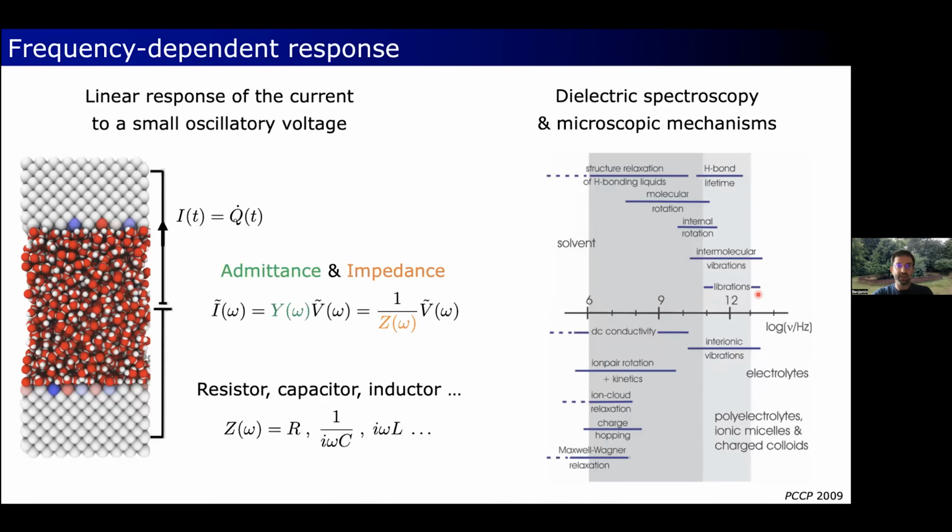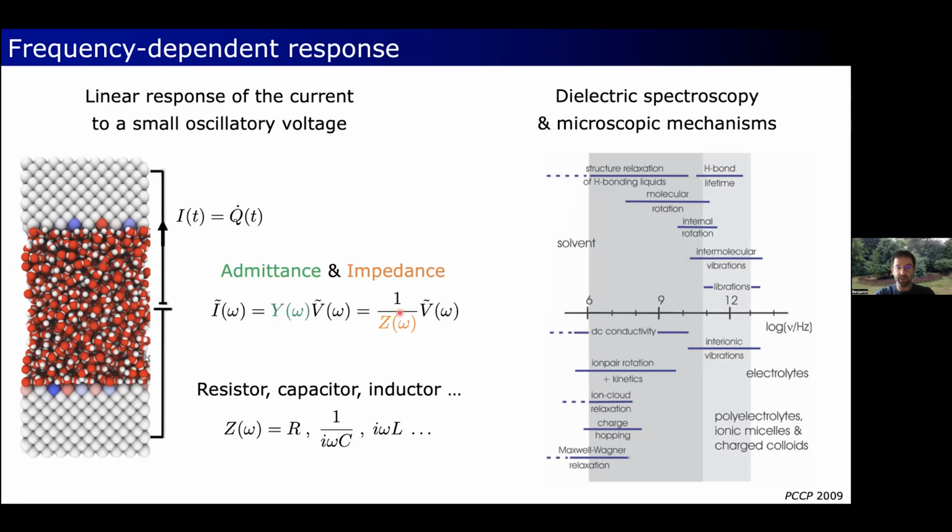We've recently extended this fluctuation dissipation relation to the frequency-dependent response. So the linear response of the current, which is a time derivative of the charge, to a small oscillatory voltage, is usually quantified by the admittance or the impedance. So if you have a small oscillatory voltage at a given frequency omega and measure the current at the same frequency, then the linear response is quantified by the complex admittance or its inverse, the complex impedance.